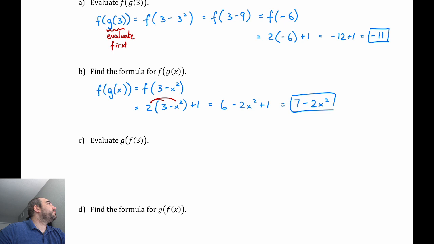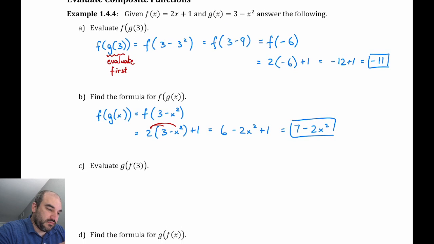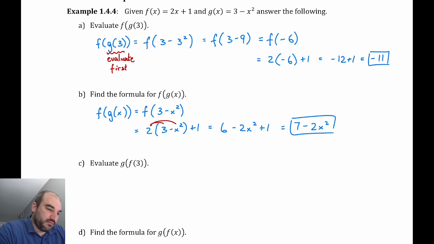Are we getting the 2 from the 2 times 3 times a minus x or something? Where is this 2 coming from? Yeah, it's from f of x. Oh. So you see how this is essentially the same as this, but we've just replaced the x with this 3 minus x squared. Okay.